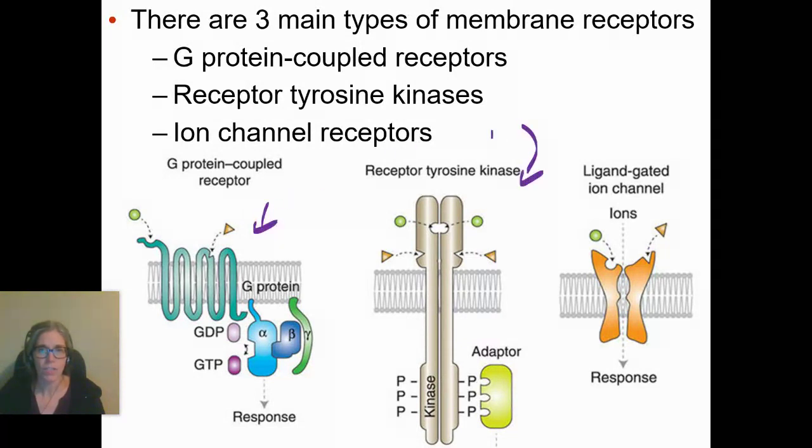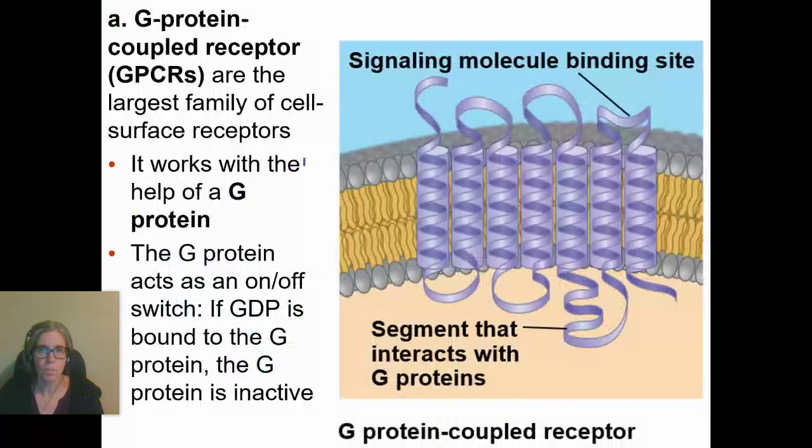There's the tyrosine kinase, and then there's the ion channel receptors. So let's look at this first one. Let's talk about the G protein coupled receptor. So here's what it looks like, and it has the outside, the part that ends up on the outside here. This is outside the cell.